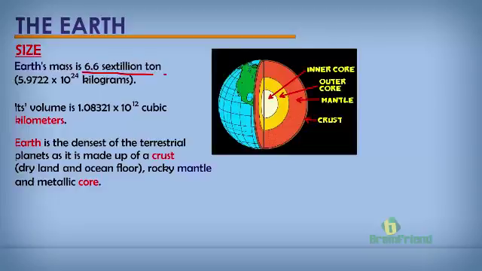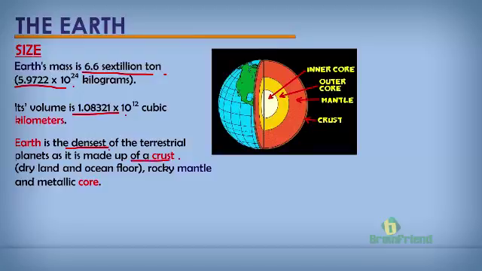That is, in kilograms, 5.9722 times 10 to the power 24 kilograms. That's quite massive. Its volume is 1.08321 times 10 to the power 12 cubic kilometers. The Earth is the densest of the terrestrial planets because of its makeup.